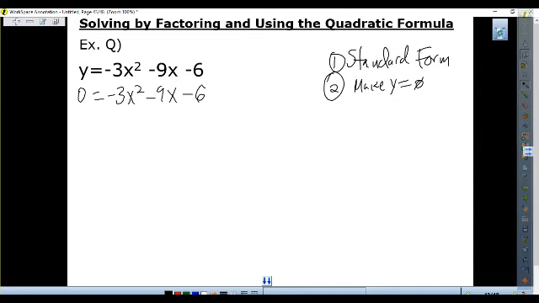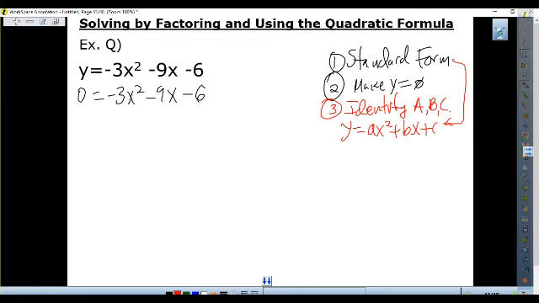For step 3, I'm going to elaborate a little bit on this one. Standard form equation looks like this. Look up. Y equals ax squared plus bx plus c. Does everybody see? Alright, so check this out.